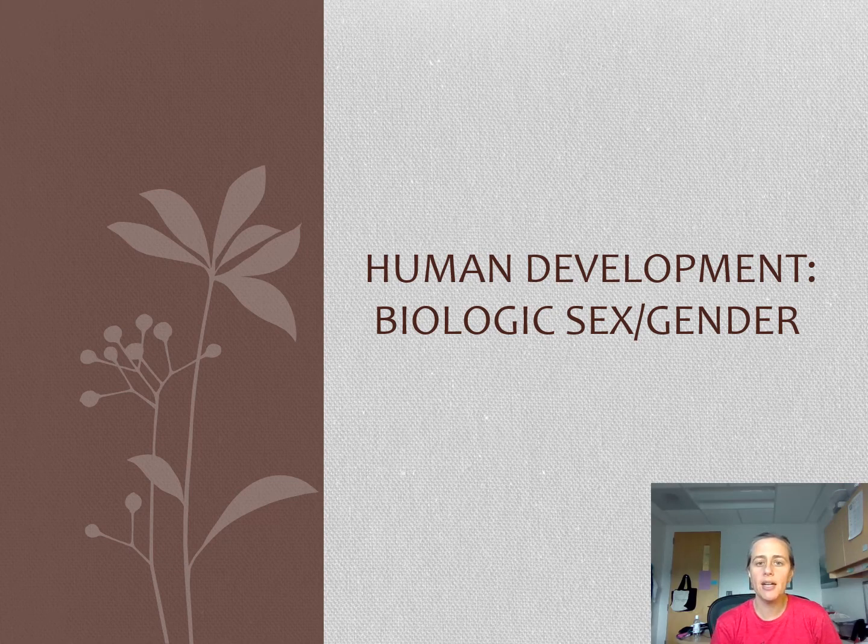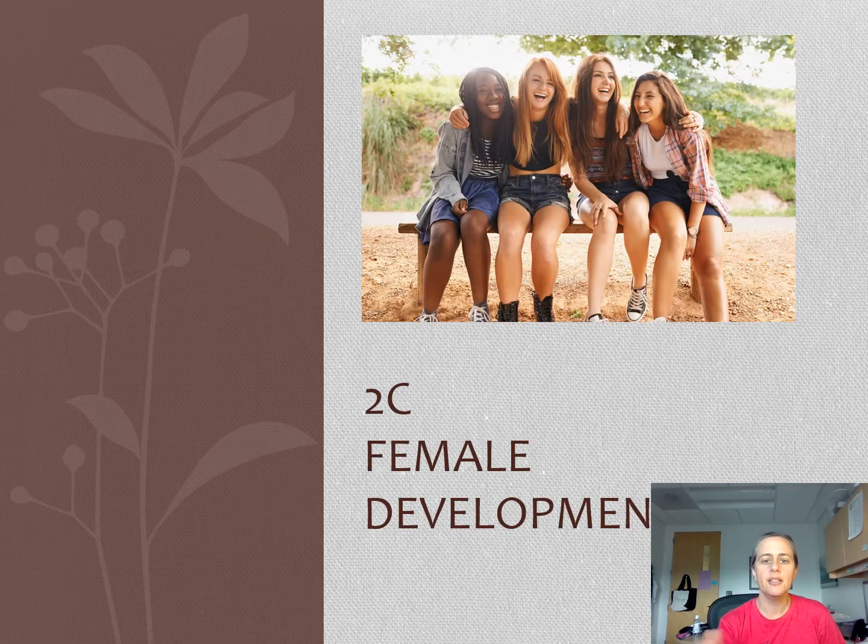All right, we're continuing on with lecture 2, how we get our body parts. This is 2C, female development. So what happens to form the typical female reproductive system?